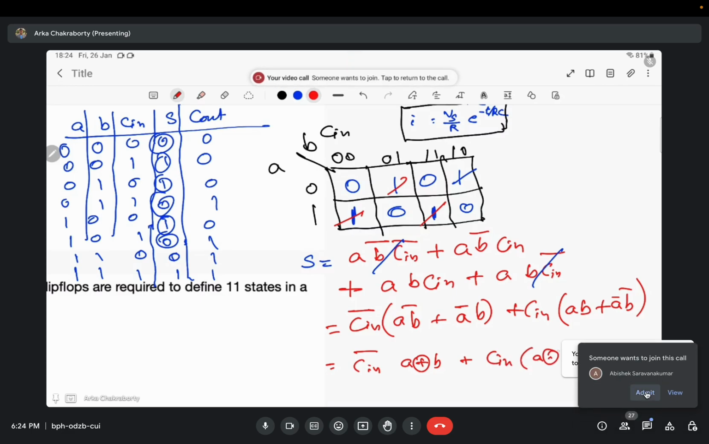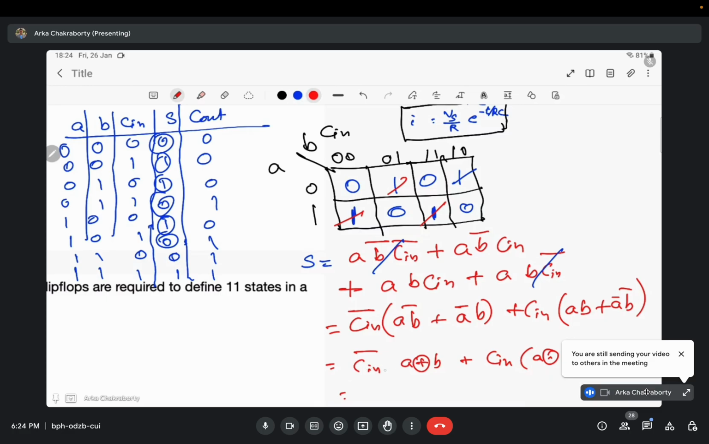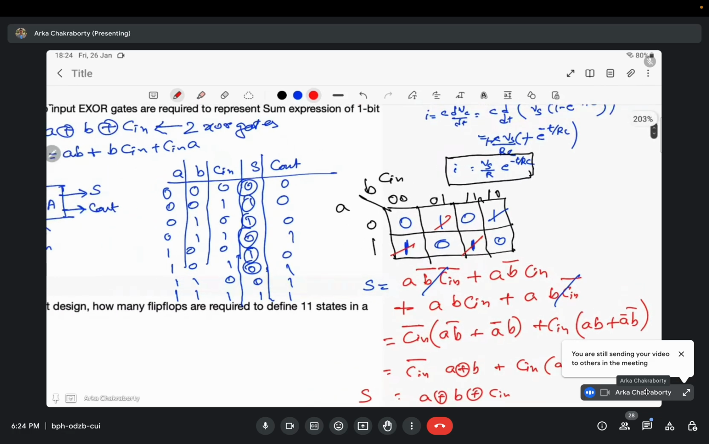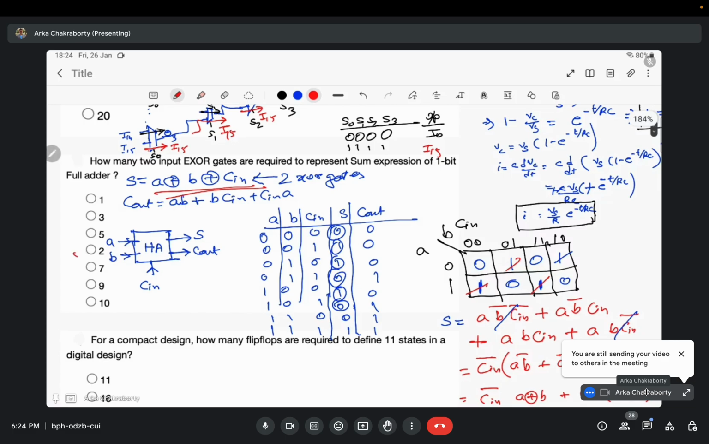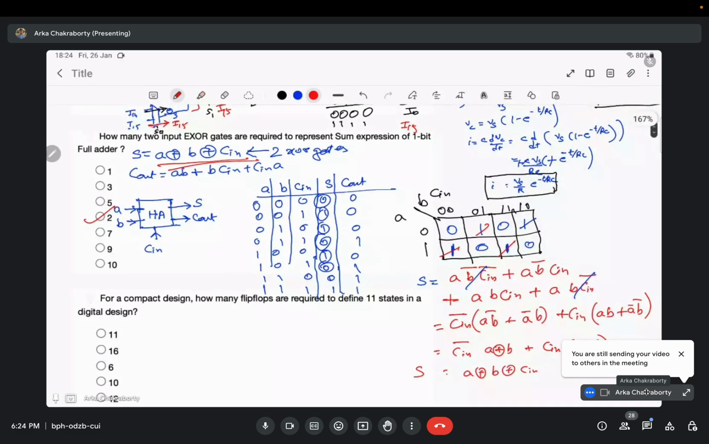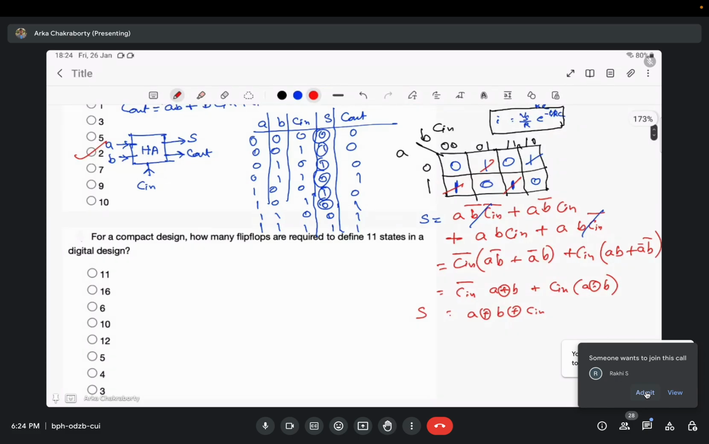Why XNOR? Because XNOR is the complement of XOR. So it is again in the form of a b bar plus b bar a. So finally I will be getting a XOR b XOR c in. Okay, so here this is the expression of sum. So this is what I have written here, and so we'll be getting 2 XOR bits. So answer is 2. So let's move to the next question.